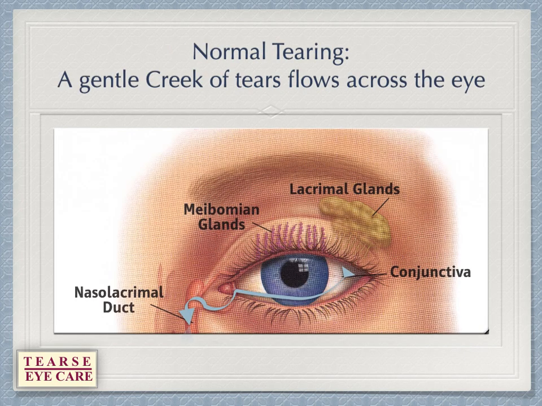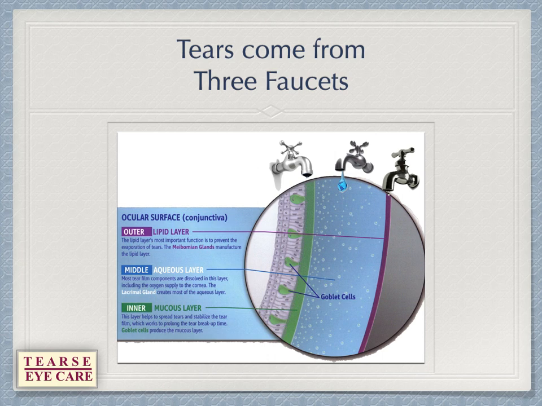I'd like to review with you normal tearing. The tears come from the lacrimal gland and flow across the eye like a gentle creek and then go down the drain into the nose. The tears come from 3 different faucets. They come from a mucus faucet that helps the watery tears stick to the eye. They come from a watery faucet, and they come from an oil or lipid faucet.